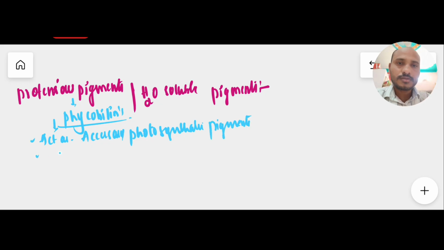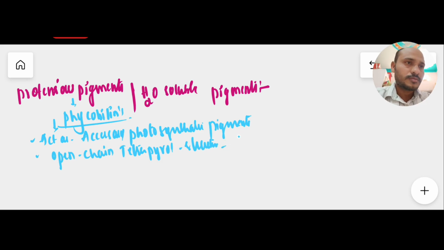Chemically they are open chain tetrapyrrole structures. It means that they do not contain a metal ion. Like in chlorophyll pigment, we have seen one metal ion, that is magnesium. But here there is no metal ion present.